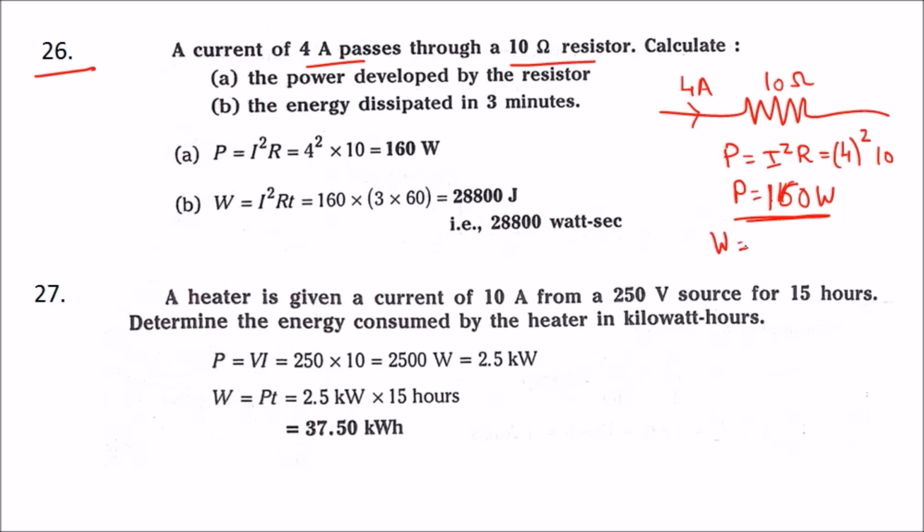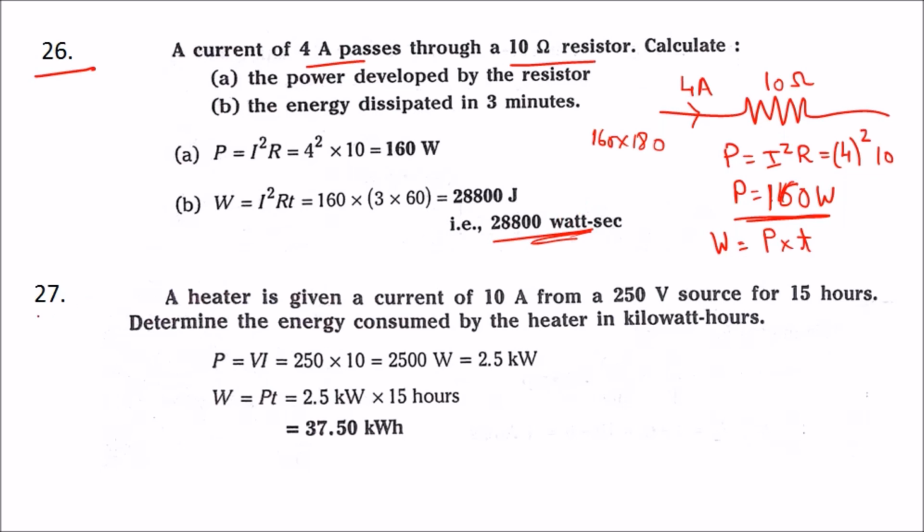That is, energy W is equal to P into T. We can take this T, they have given it as 3 minutes. If we take it in seconds, it's 180 seconds. So if we multiply 160 into 180, we get 28,800 joules or watt second. So 28,800 watt second is the energy dissipated in 3 minutes.